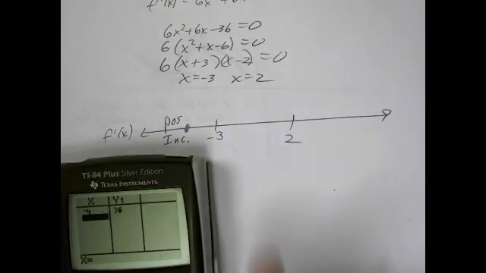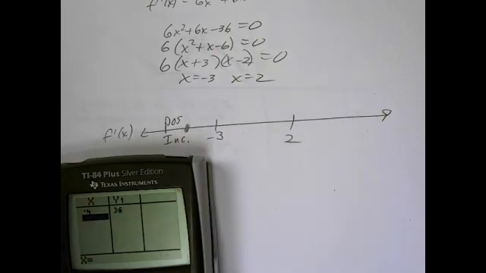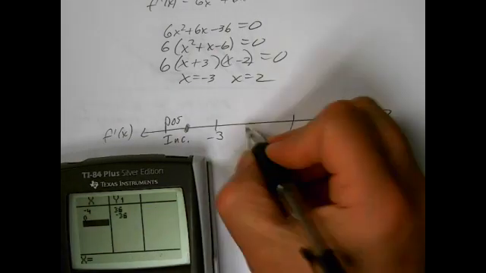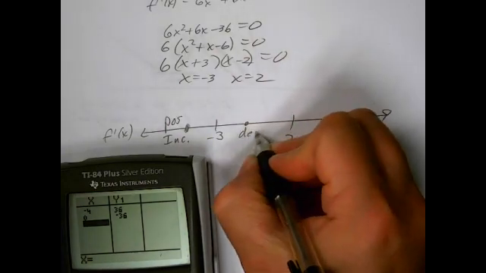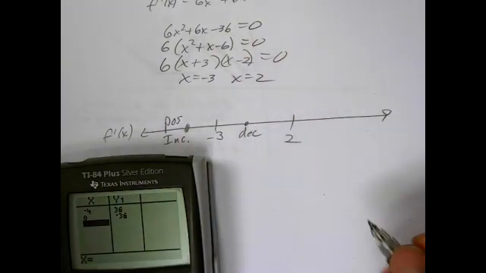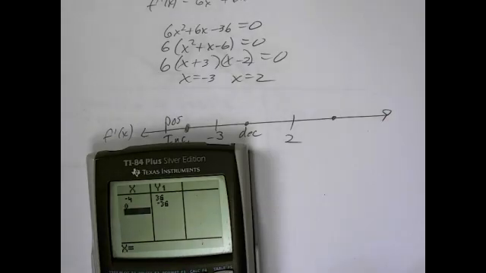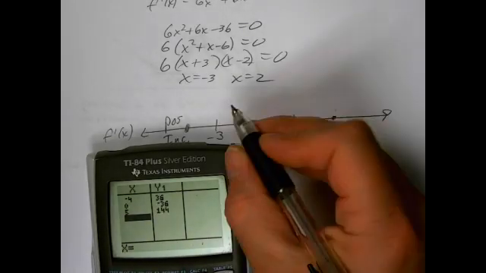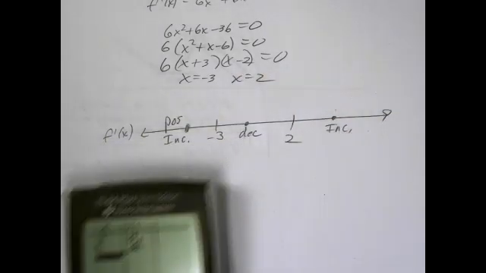Going to the next interval and putting in a number like 0. And what I get is a negative response, which tells me the function was decreasing over that interval. Move up to the last interval, the third interval, and put in something like a 5. And I get a positive result, which means the function was increasing again.